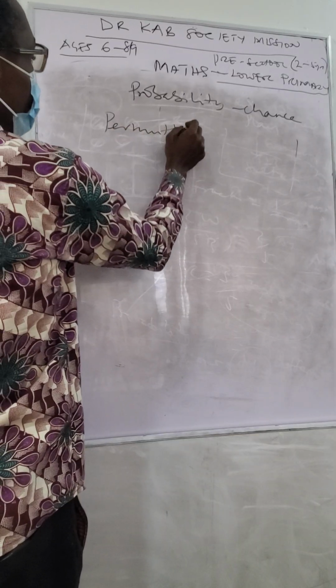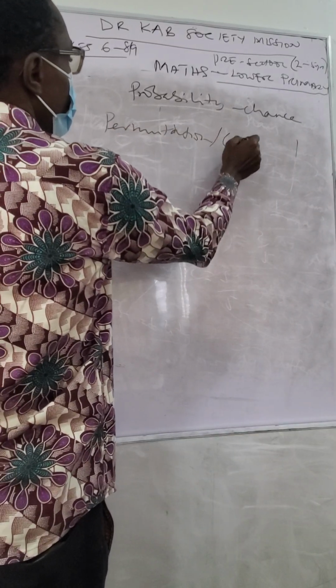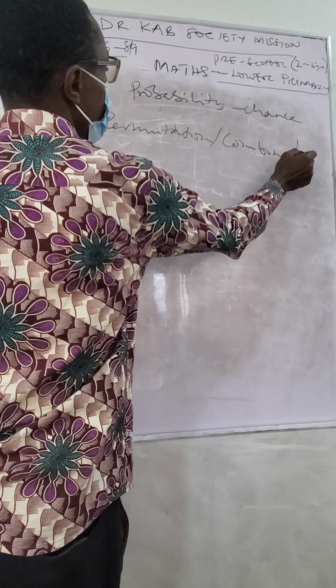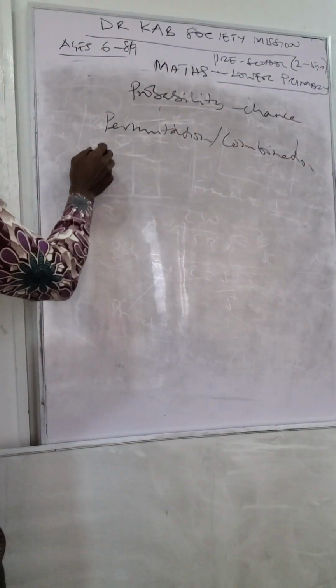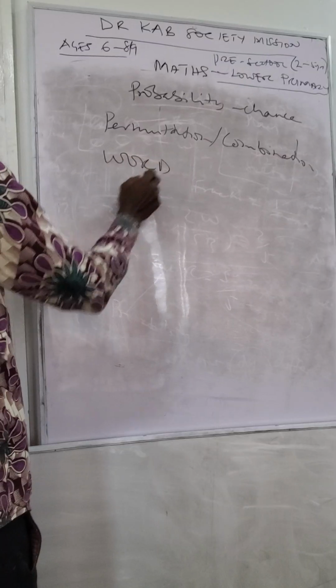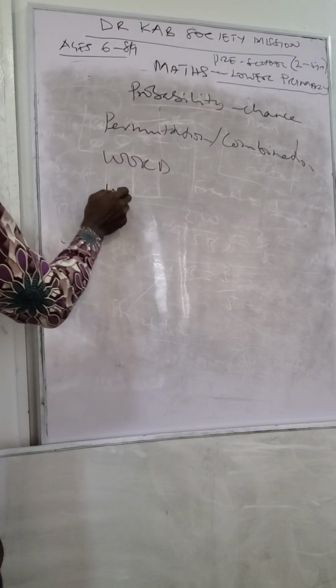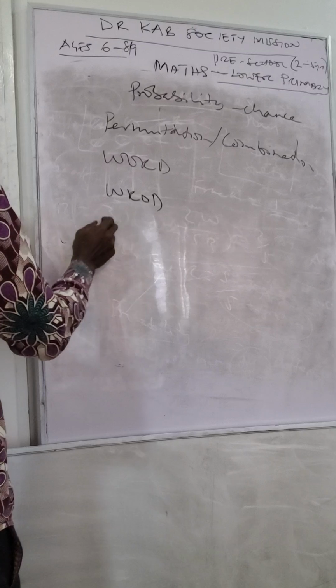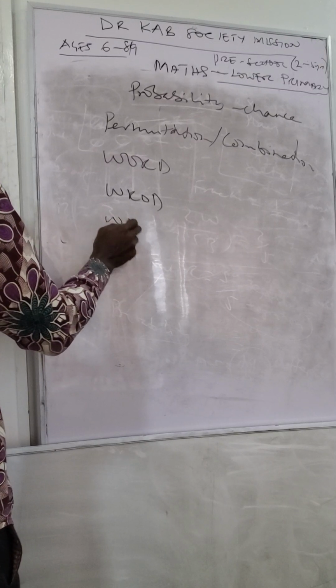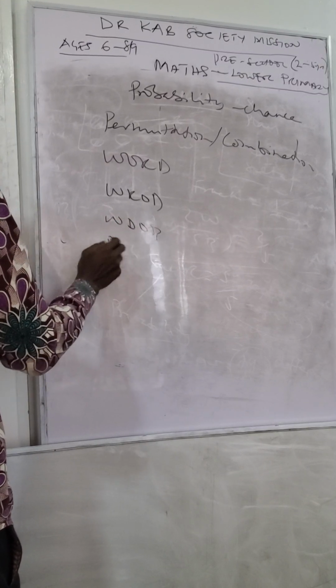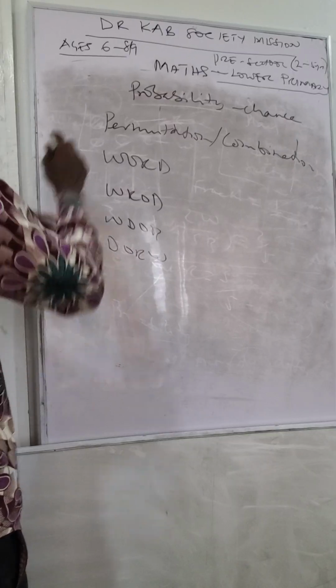Permutation and then combinations. So let's say I have a word. I can make it like this, I can make it like that, I can make it like that. So I'm arranging them.